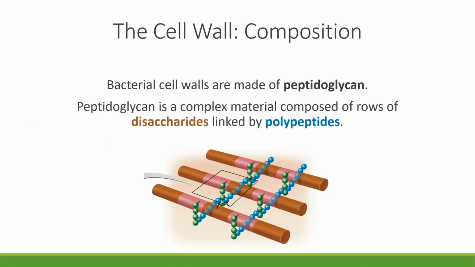Peptidoglycan is a complex material and is composed of rows of disaccharides, di meaning pairs of sugars, linked by polypeptides, or small chains of amino acids. Again, disaccharides are made of two sugars, and polypeptides are proteins made of short chains of amino acids. And again, I cannot stress enough, if you haven't yet, to review those four basic biomolecules of life you learned in your prior biology course. So there's the disaccharides, which you can think of as these logs here in this image, and the polypeptides which bridge them together.